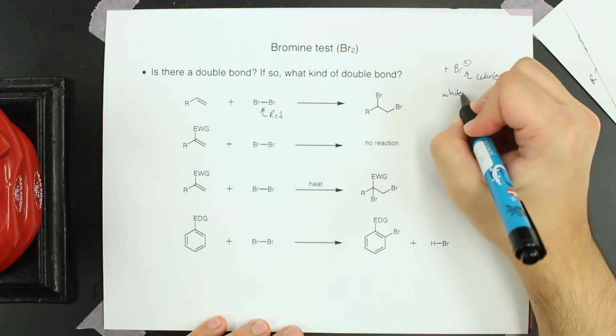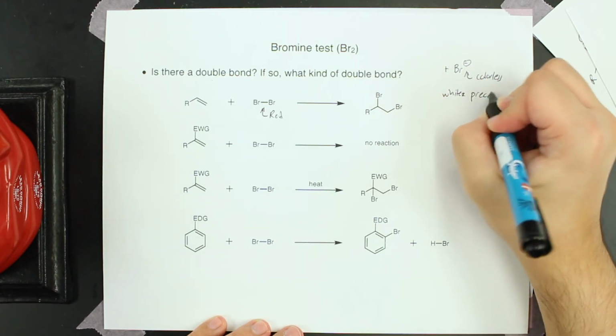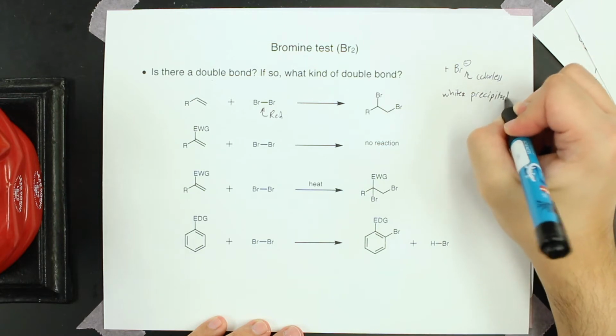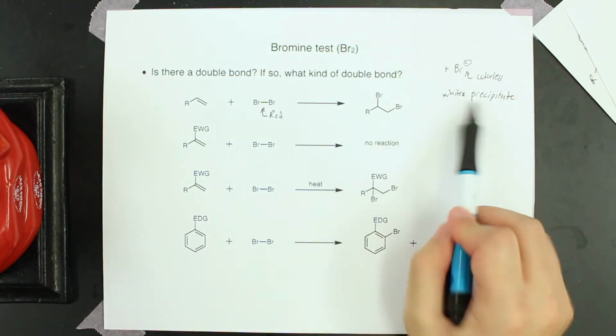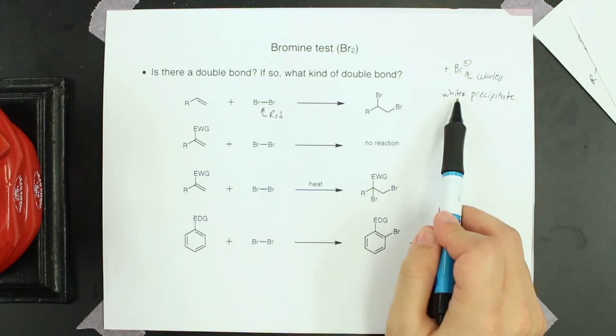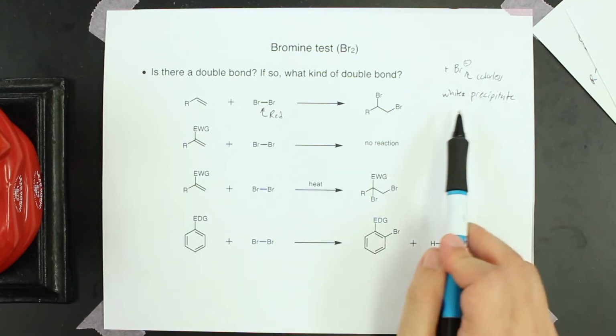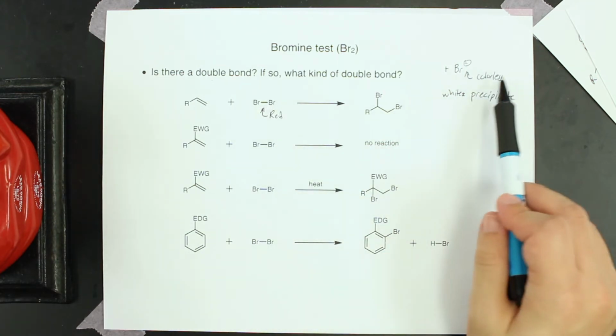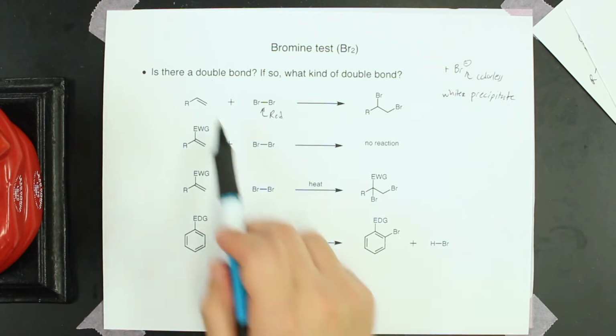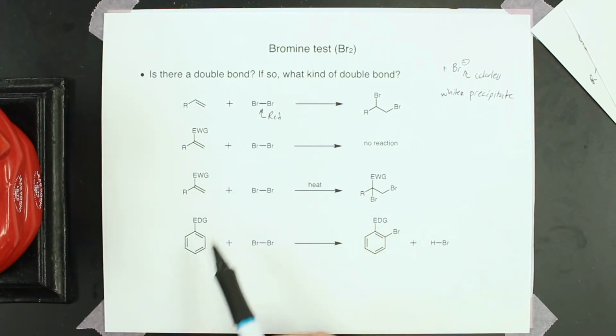So bromides tend to be insoluble. Precipitate, make sure I can spell that. They tend to be insoluble and they tend to be white solids. So if you see the generation of a white precipitate in your reaction, it suggests that this was a positive test. So these are the two things we're looking for. Let's go over each of the different double bonds that can react with bromine.